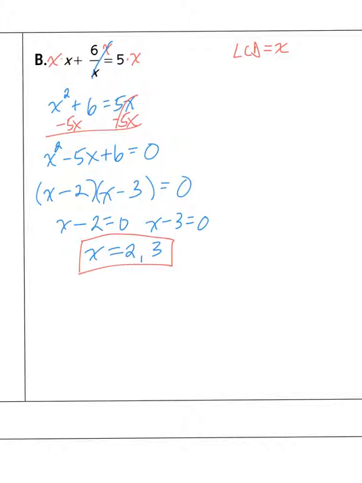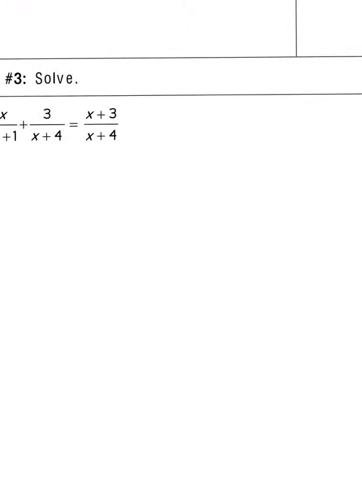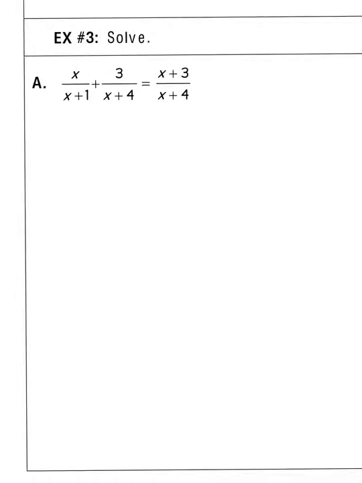All right, let's look at example 3. So example 3 is a smidge more complicated. You have two different factors here because these are the same. So you have an x plus 1 and x plus 4. So your LCD is going to be x plus 1, x plus 4. All right, so I'm going to multiply every term by that LCD.